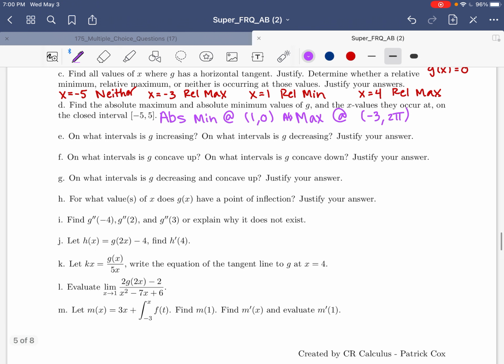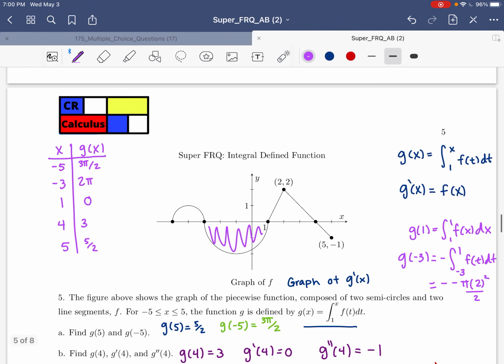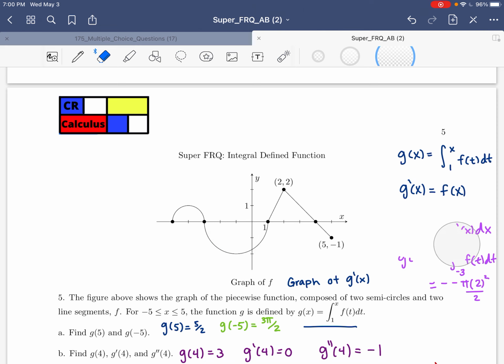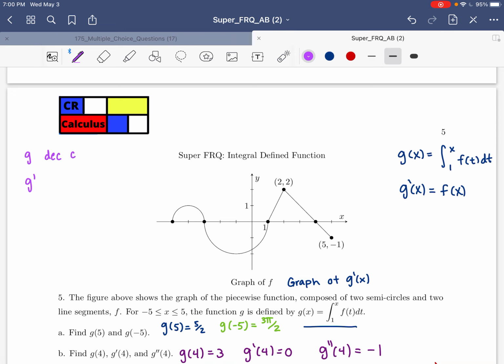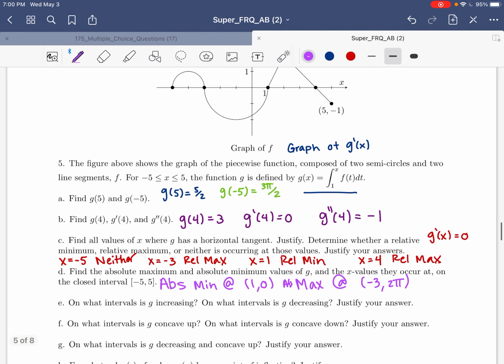Okay, on what intervals is G increasing? So here's where we're going to need that chart. Let me draw the chart. A lot of charts. So I'm going to do this in terms of G because that's what we're worried about. So it should be decreasing, critical point, increasing, concave down, point of inflection, concave up. G prime's negative, 0 or undefined, positive, decreasing, change, increasing.